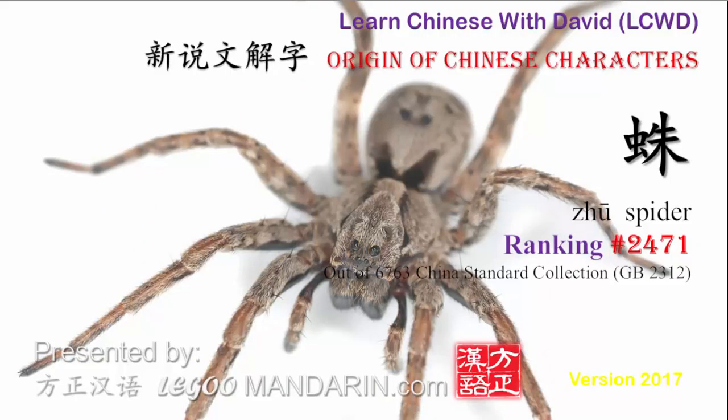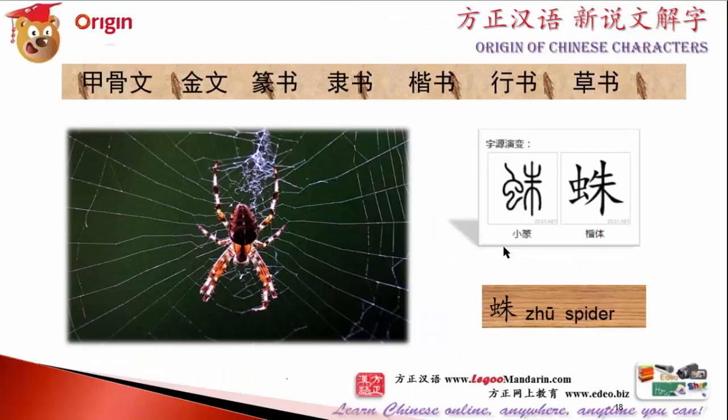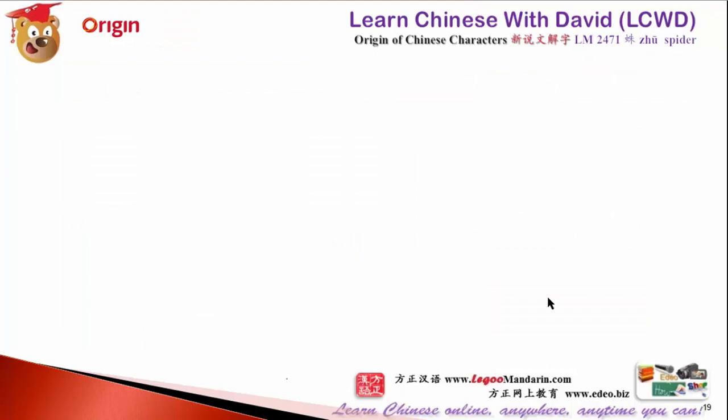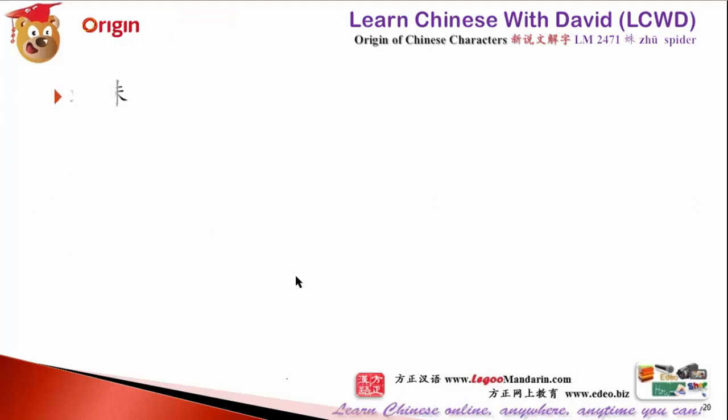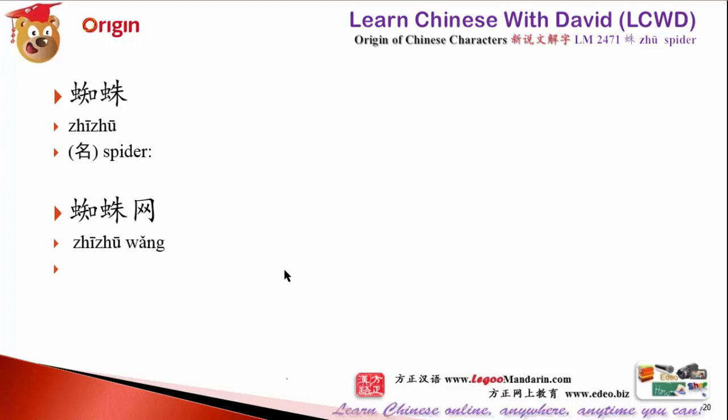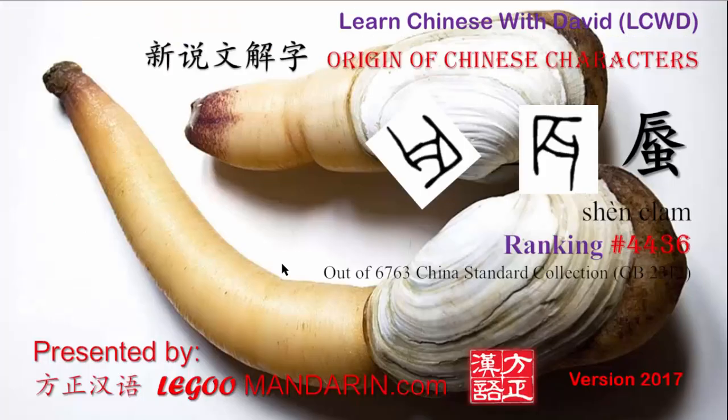Zhu, spider. Are you scared? So big one. In Malaysia, in the jungle, some spiders are as big as this. Also in Cambodia, also Thailand. In Cambodia, they eat such big spiders. Zhu, spider. Zhu wang. Wang, the net. Look at the shape. Wang, the spider web, the cobweb. Wang means net or web. Zhizhu, spider. Zhizhu ren, spider man. Zhizhu wang, the cobweb.